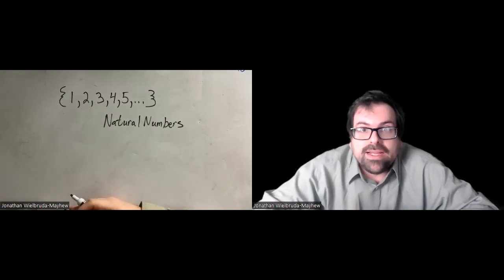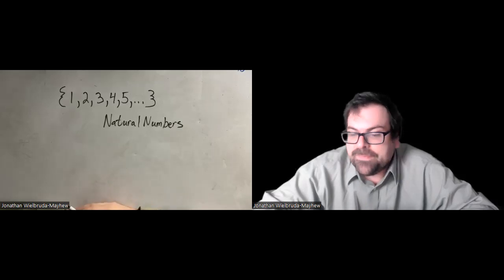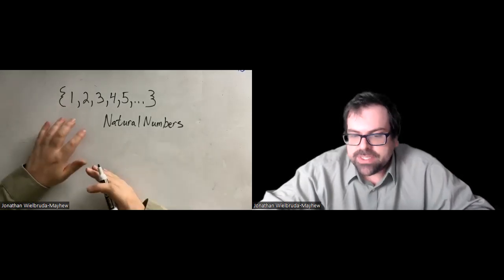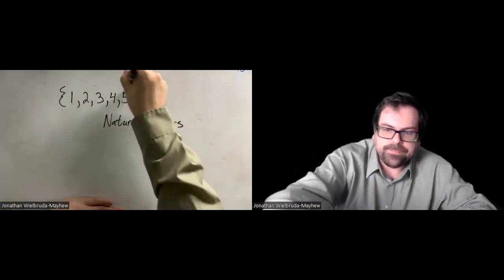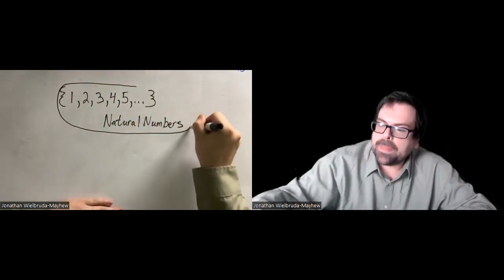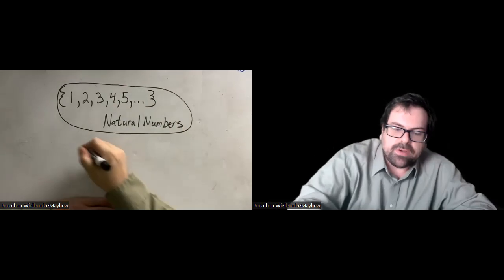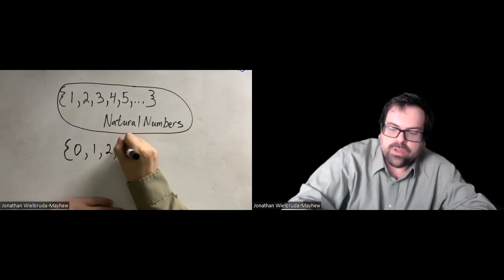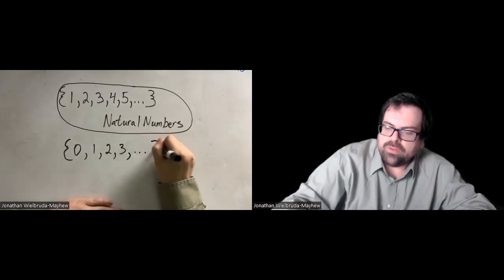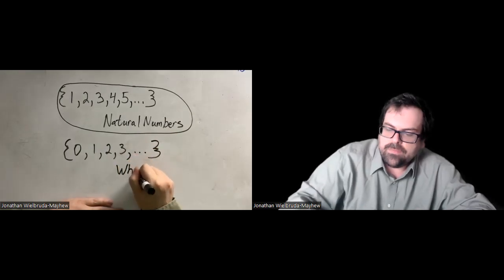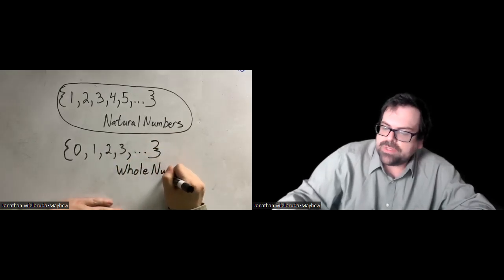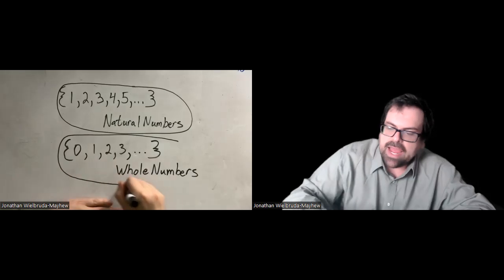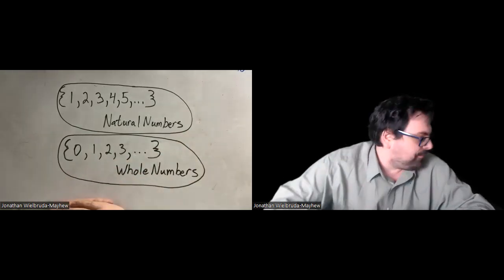1, ha, ha, ha. 2, ha, ha, ha. But the count starts counting with 1. He doesn't start counting with 0. 0 is not part of the natural numbers. What 0 is a part of, if we start with 0, 1, 2, 3, and so on and so forth, would be the whole numbers. So whole numbers are the natural numbers plus 0.